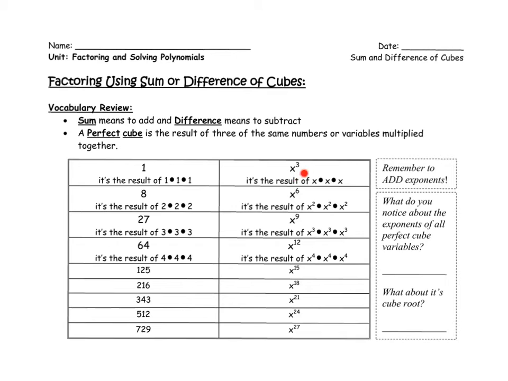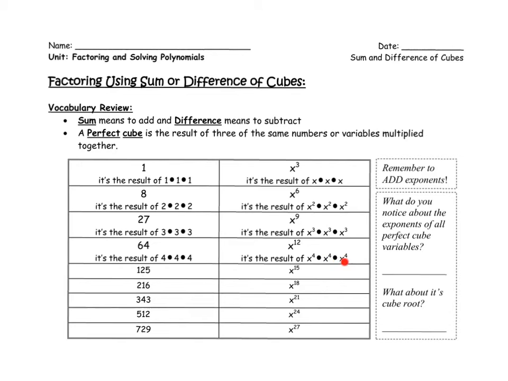Now, if we look at the variables, x to the third is the first perfect cube variable because it's the result of x times x times x. Then we have x to the sixth. It's the result of x squared times x squared times x squared. Remember, we're adding the exponents when we multiply exponents with like bases. We add 2 plus 2 plus 2 is 6. 3 plus 3 plus 3 is 9, right?